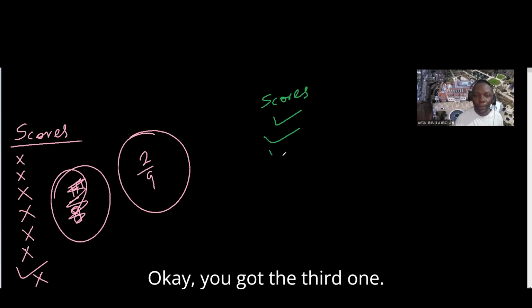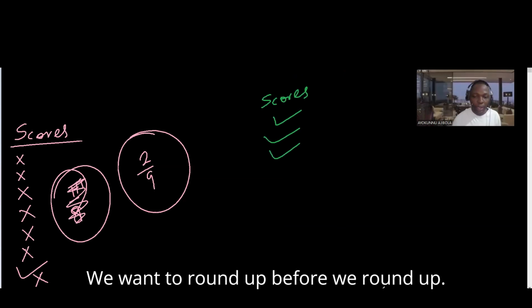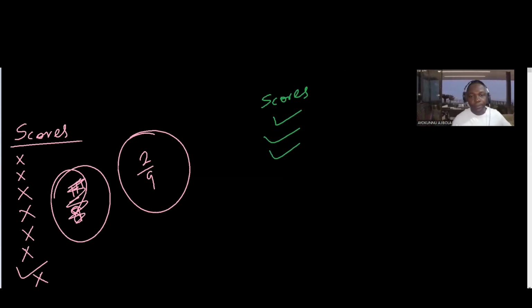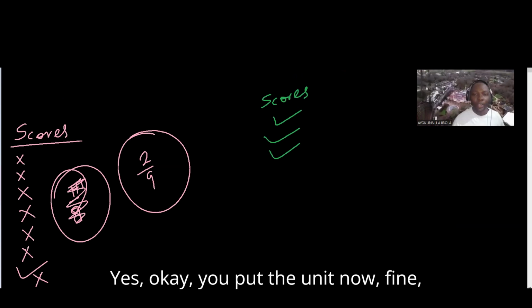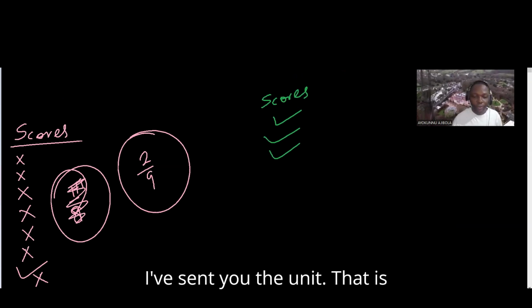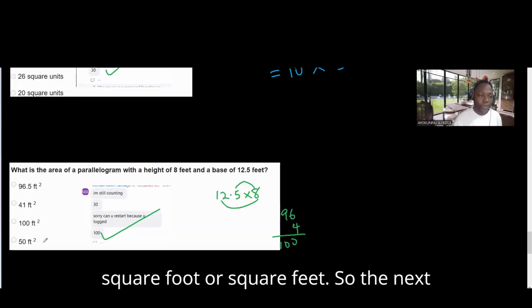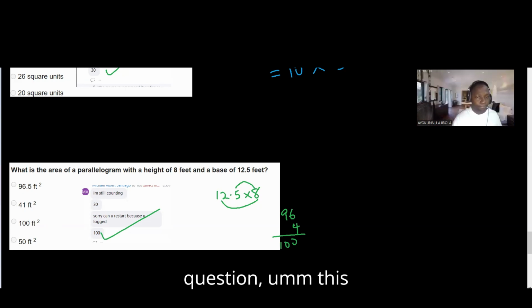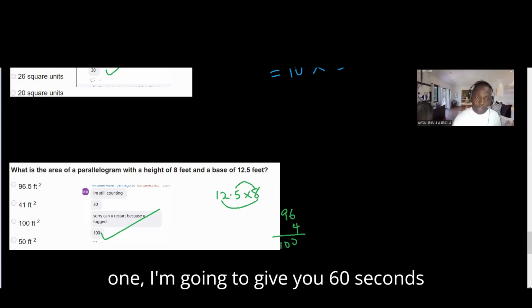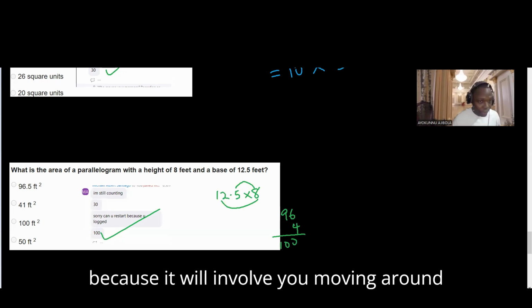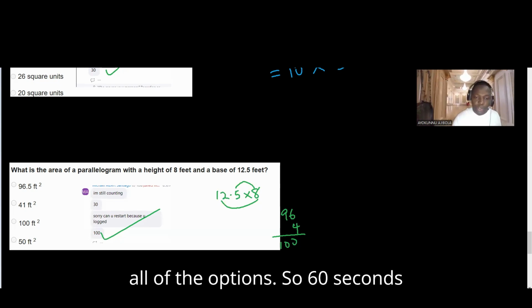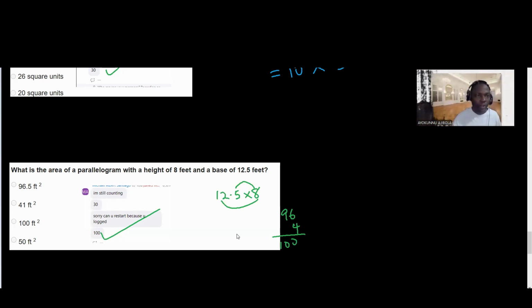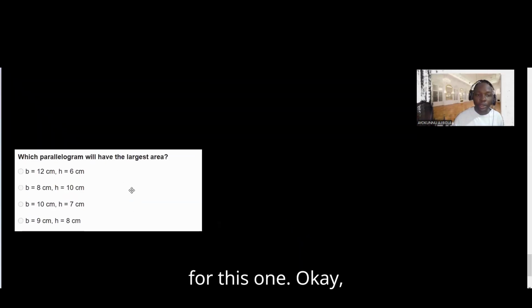Okay, you got the third one. We want to round up before we round up. Yes, okay, you put the unit now. Fine, I've sent you the unit. That is square foot or square feet. So the next question, this one, I'm going to give you 60 seconds because it will involve you moving around all of the options. So 60 seconds for this one.